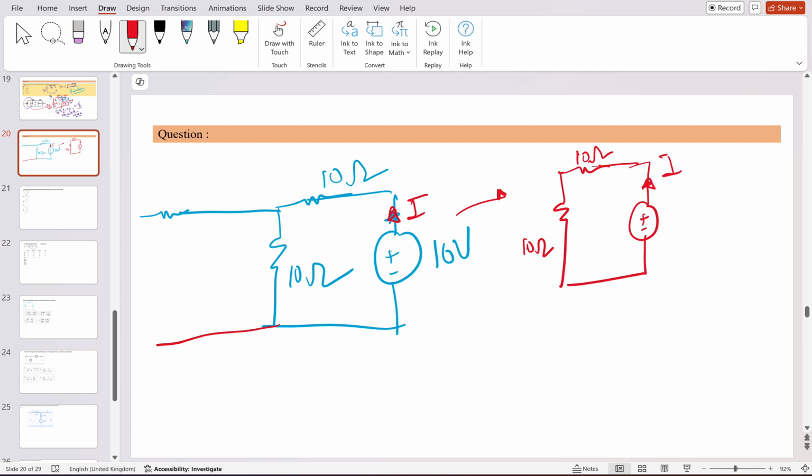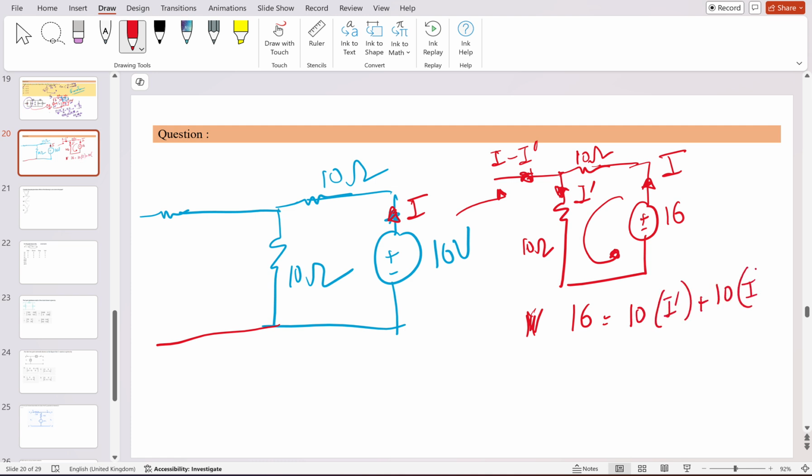So the current I will flow here, and here it becomes I dash, and this current will be I minus I dash. So the voltage, suppose this is 16 volt, when you apply the KVL here, it will be 16 equal to 10 times I dash plus 10 times I. But suppose I consider that this circuit is not there.